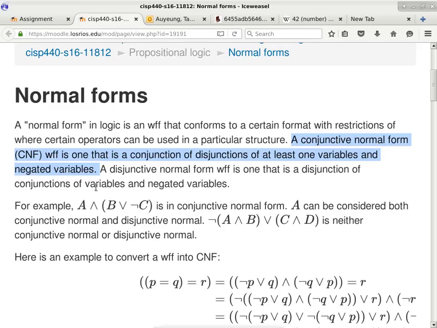If you have a conjunction of this with something else, that's okay too. Because in this case, P is in conjunctive normal form, Q is in conjunctive normal form. So when you have a conjunction of these two, it is still in conjunctive normal form. So when does it not become conjunctive normal form? This is not in conjunctive normal form because the OR, or the disjunction, has to be performed after the conjunction.